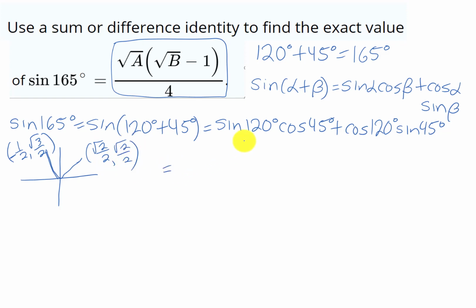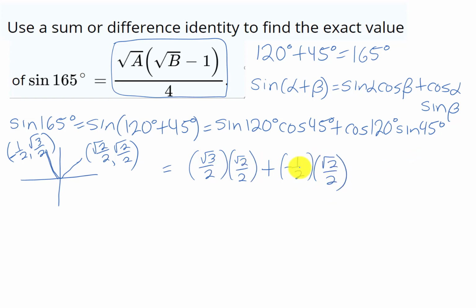So this is going to equal the sine of 120, which is the y value over here in quadrant 2. That's square root 3 over 2, times the cosine of 45. That's the x value here, which is square root 2 over 2, plus now we need cosine of 120. That would be the x value over here in quadrant 2. That's negative 1/2. And then we need sine of 45, which is square root 2 over 2.